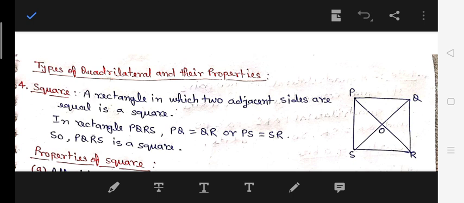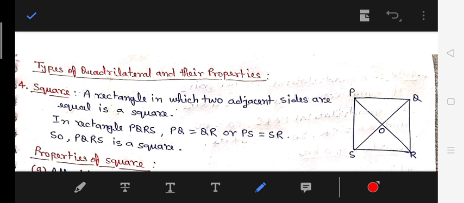You can say that it is a rectangle PQRS in which two sides, suppose two adjacent sides PQ and QR, are equal. If these two adjacent sides PQ and QR are equal in a rectangle, then since in a rectangle opposite sides are also equal, PQ equals SR and QR equals PS. It means all the four sides are equal.